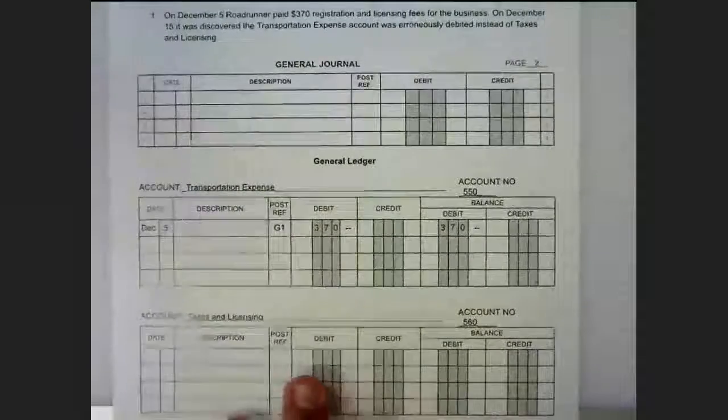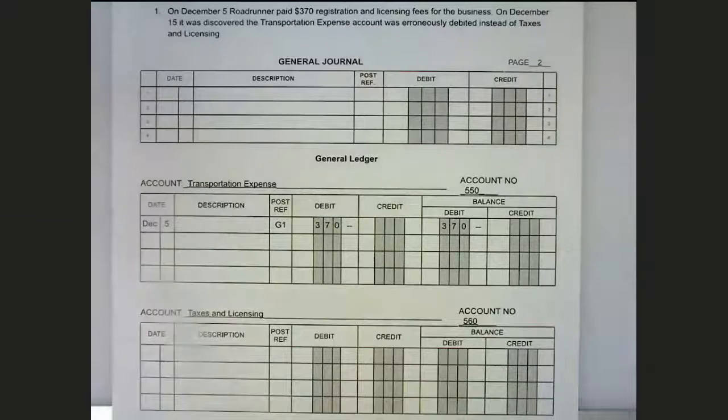So it's been determined on December 5th that the company Roadrunner paid the $300 registration fee that they needed to pay. They erroneously put it in transportation expense, when it was supposed to be the taxes and licensing fees. Okay, so that journal entry probably looks something like this, right? Debit the transportation expense for $370, credit the cash and bank.